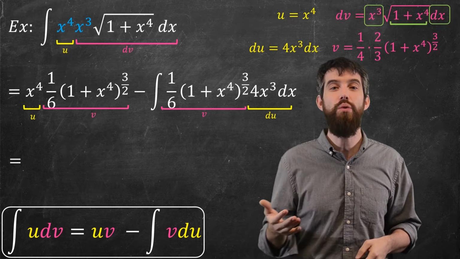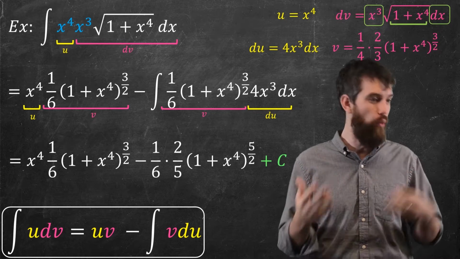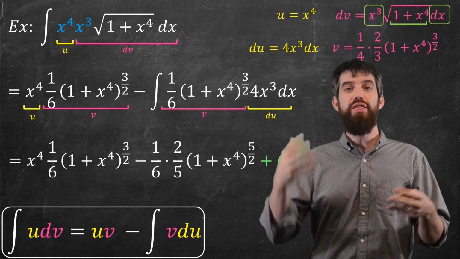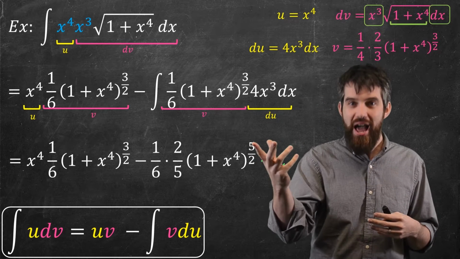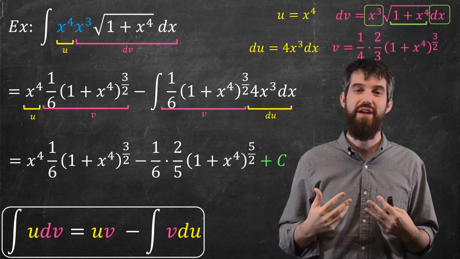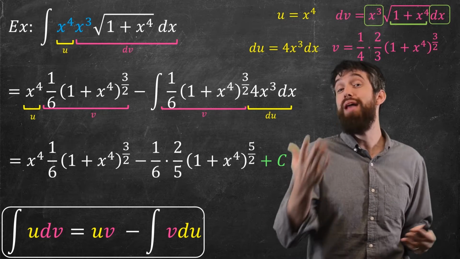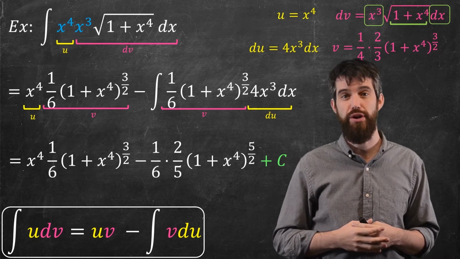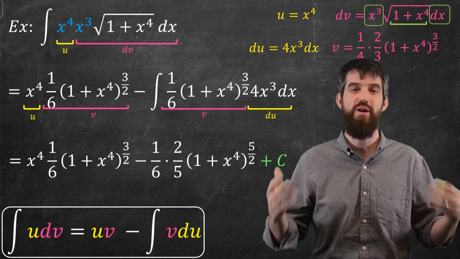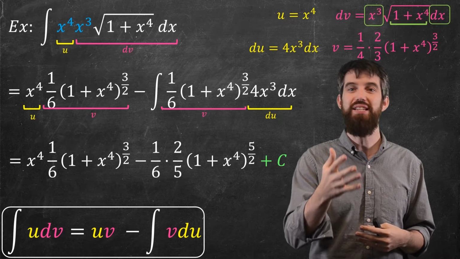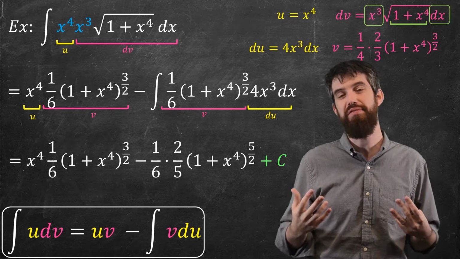So I can go and do this integral, and what am I going to get? The 1/6. The blah to the 3/2 goes to blah to the 5/2, divided out by 5/2, aka multiply by 2/5. And then finally, I have to remember to add the plus c because I'm doing an indefinite integral. So integration by parts did it.